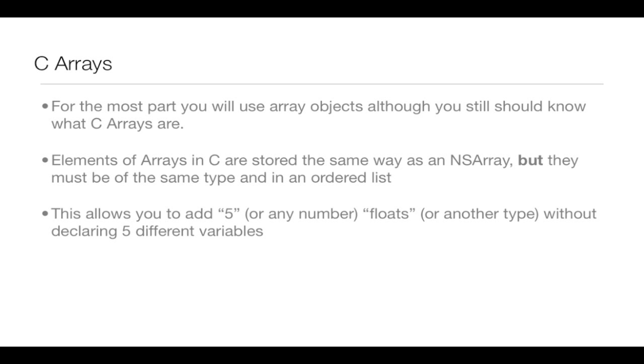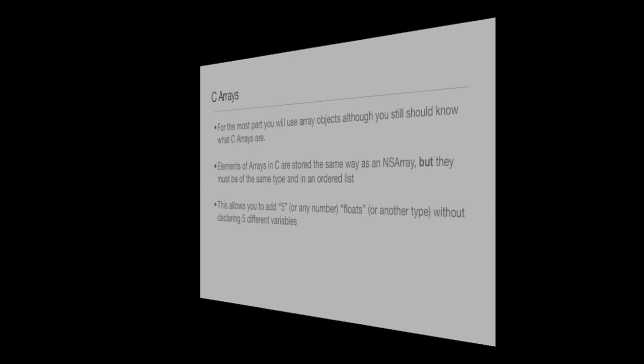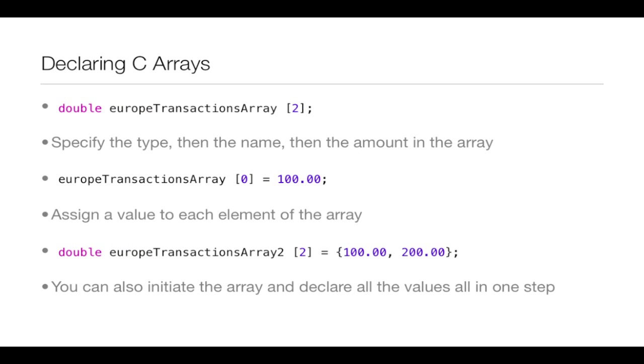But anyways, this allows you to add, let's say, 5 or any number. So in this case, 5 floats, and it can of course be any type that you need. You can add these without declaring 5 different variables. So let's check out the code here.